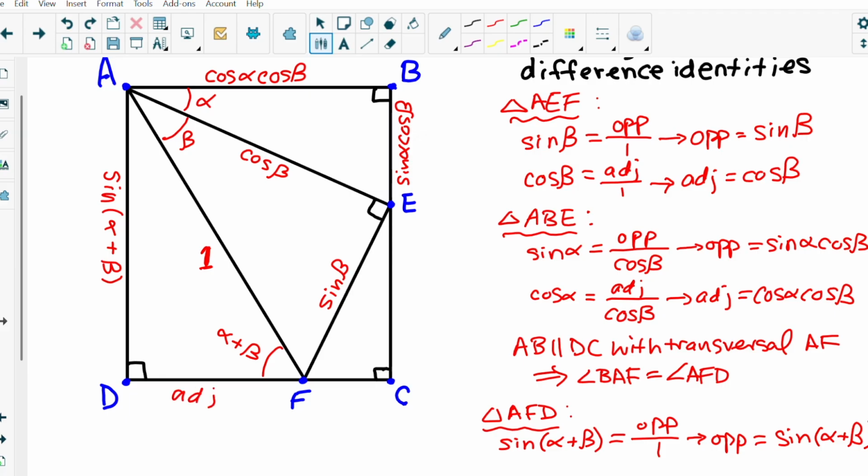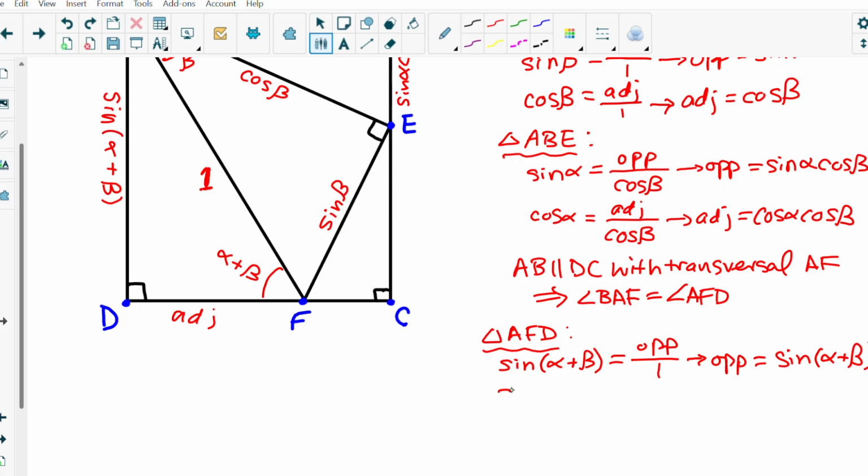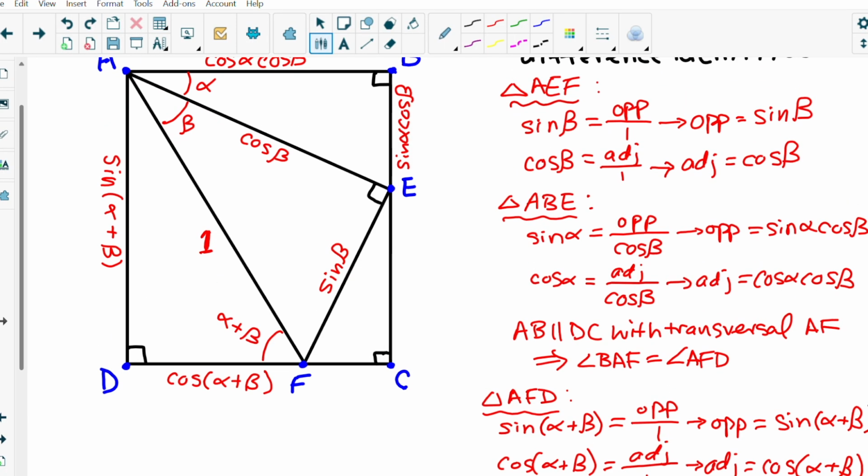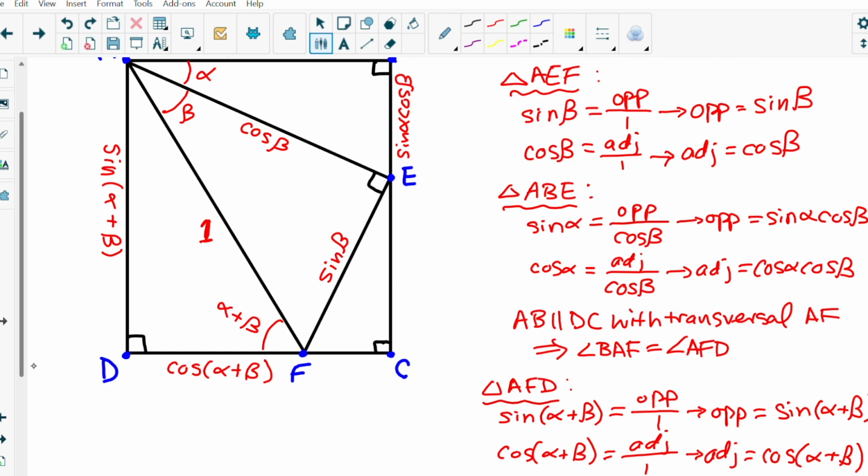Now let's do the adjacent side. I have cosine of alpha plus beta. That equals the adjacent side divided by the hypotenuse, that's still 1. And that gives me the adjacent side equals cosine of alpha plus beta. Okay, so let me fill that in here. This is cosine of alpha plus beta. Okay, last triangle we need to do here is triangle CEF.